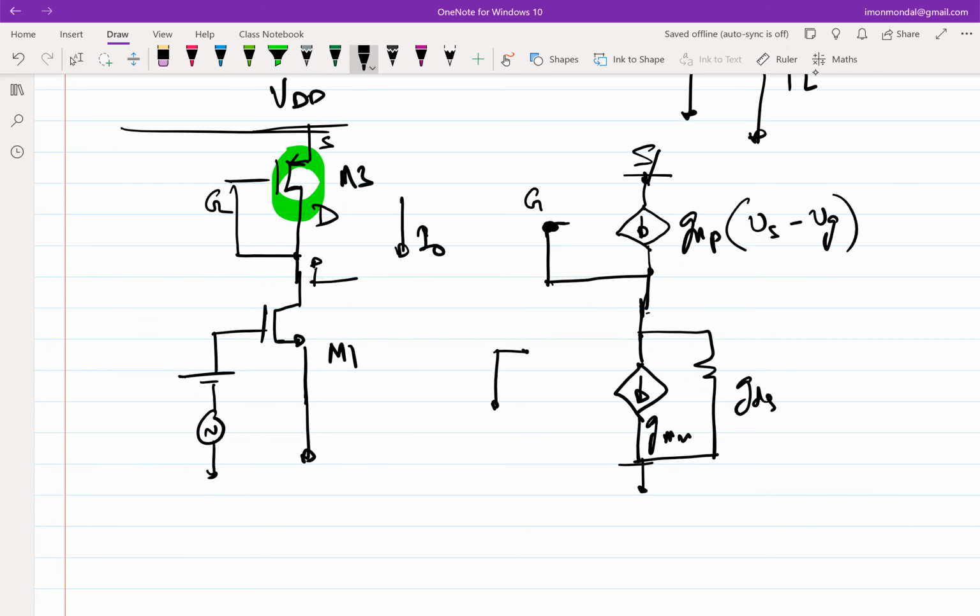Source will be grounded. So what will be the incremental impedance looking in? 1 over GMP, right? 1 over GMP. Direct connected transistor, 1 over GMP. Okay, fine. So this clearly will not work, because the output impedance of M3, direct connected M3, is very low.